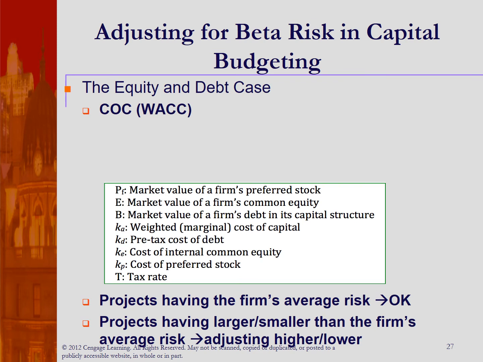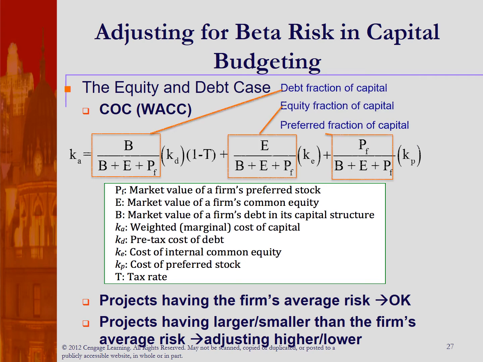For projects financed with both debt and equity, we compute the risk-adjusted discount rate using the weighted average cost of capital, that is, the weighted average of the after-tax cost of debt and cost of equity, using the formula provided here.